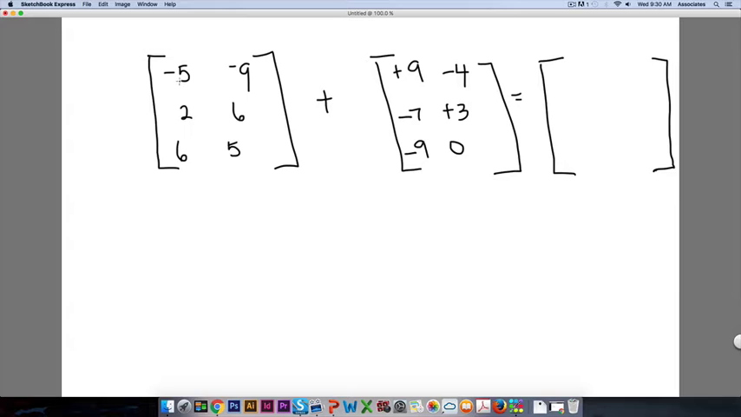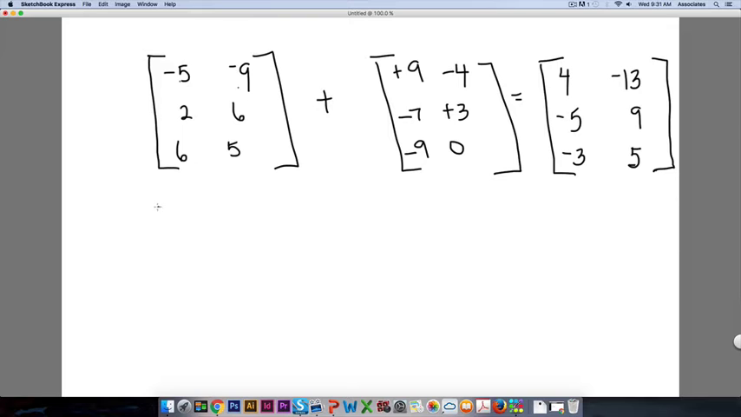So I'm going to add -5 plus 9 gives me 4. -9 plus -4 gives me -13. 2 plus -7 gives me -5. 6 plus 3 gives me 9. 6 plus -9 gives me -3. And 5 plus 0 gives me 5. That's so much easier for me to do.